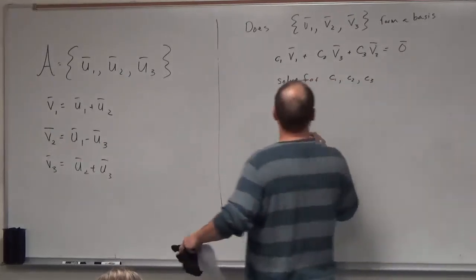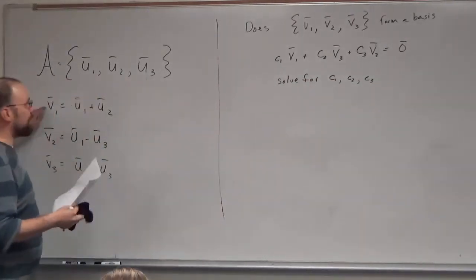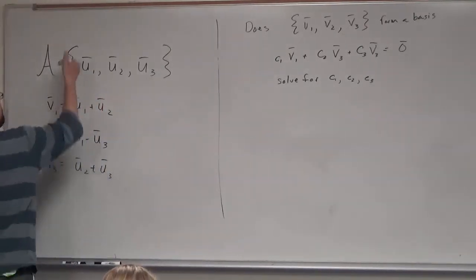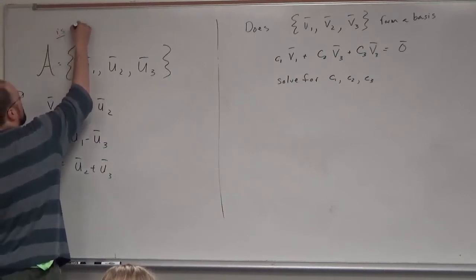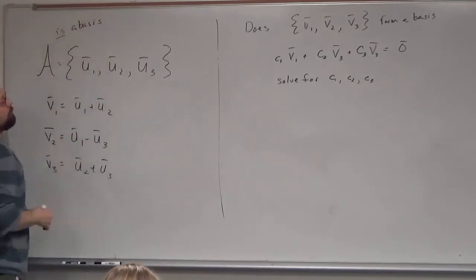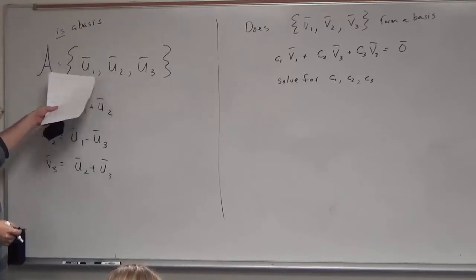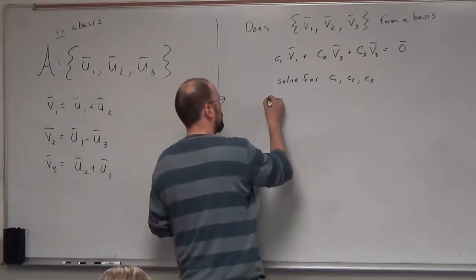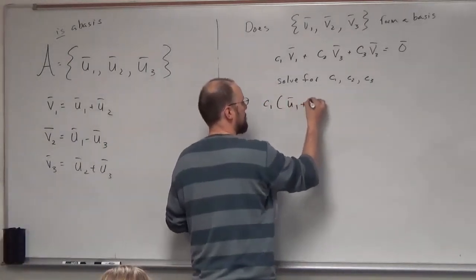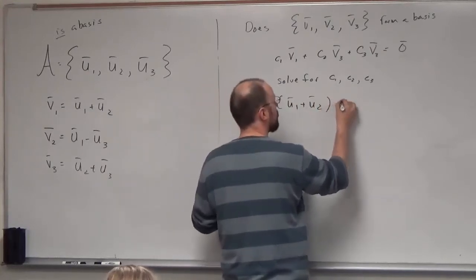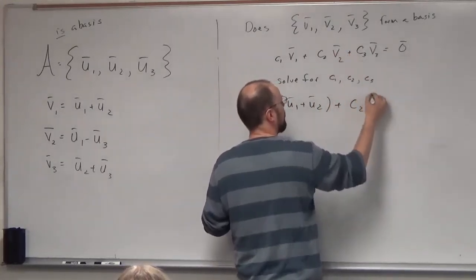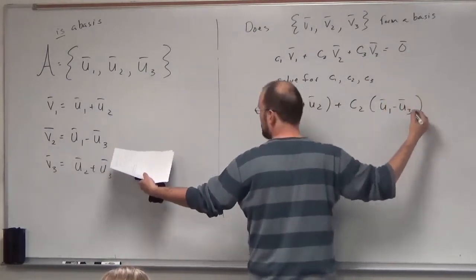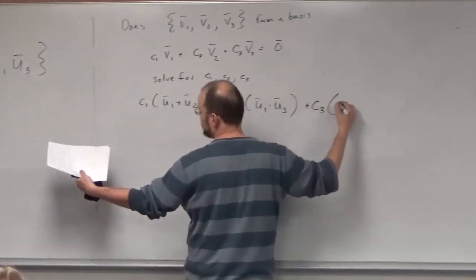So let's just do this. What I would want to do is rewrite the v's in terms of the u's, because we know that this is a basis, as we said. So then we can take advantage of the fact that this being a basis, we have linear independence with the u's, and so on. So let's do that. C1 times V1. Okay, C2 times V2. And C3 times V3.